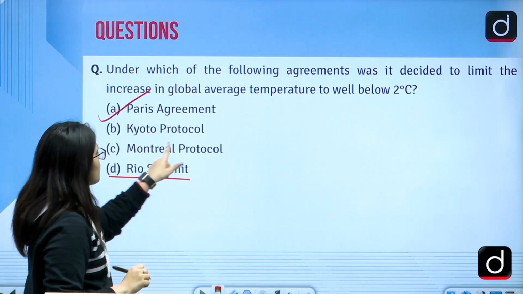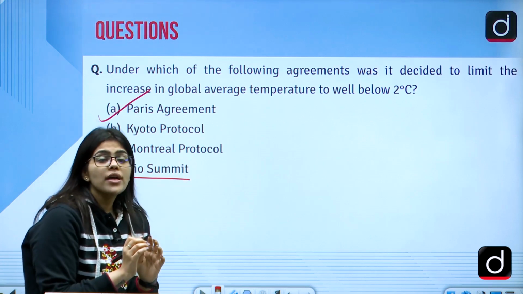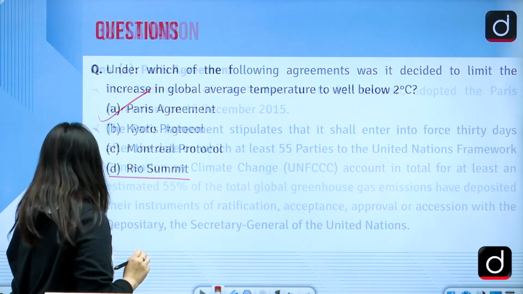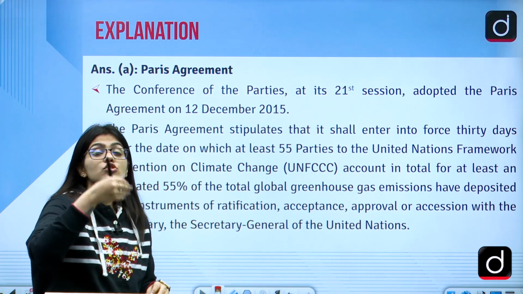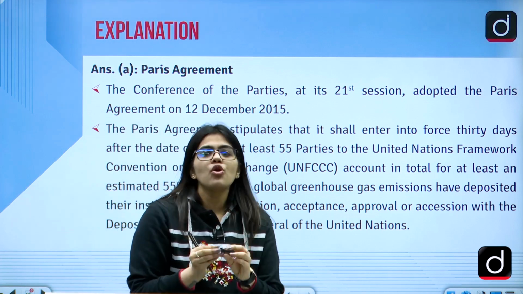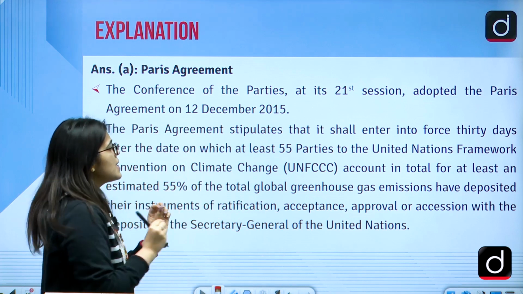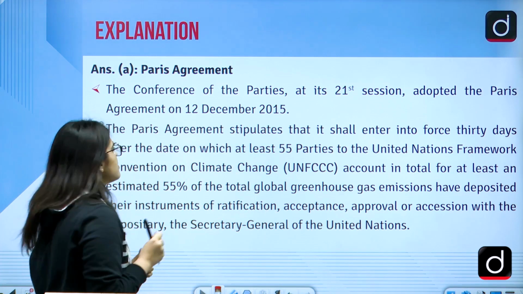And what is the Kyoto Protocol talking about? The Kyoto Protocol is talking about greenhouse gases. The Montreal Protocol is talking about the emission of other ozone depleting substances. So you should know what the Paris Agreement is. Now let us read in greater detail about the Paris Agreement, because it is very important.